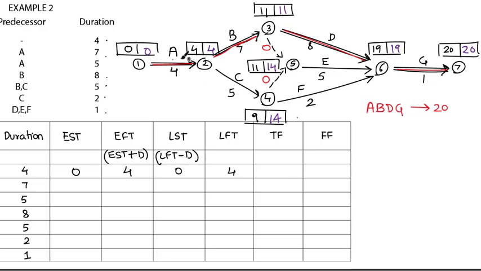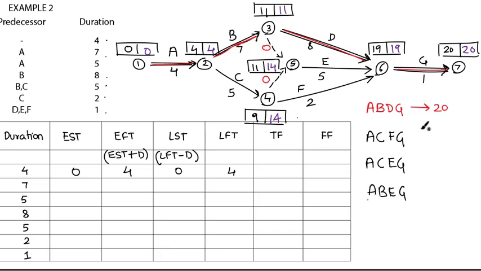So let's check. First let's list out the paths. There is A, C, F, G. Then comes A, C, E, G. There may be plenty of paths. Then comes A, B, E, G. Is there any other path? A, C, E, G; A, C, F, G; A, B, E, G.